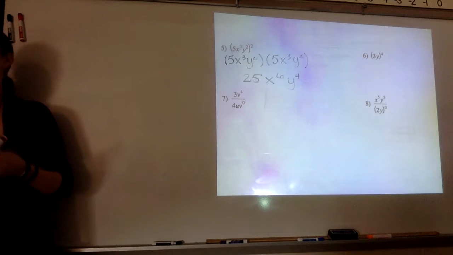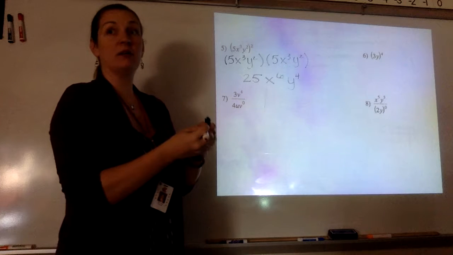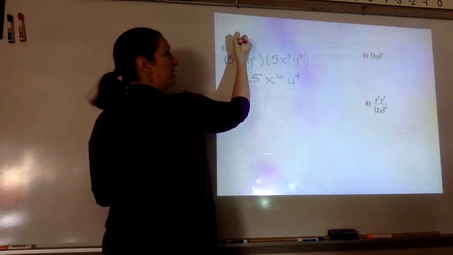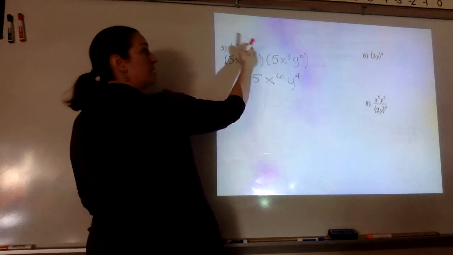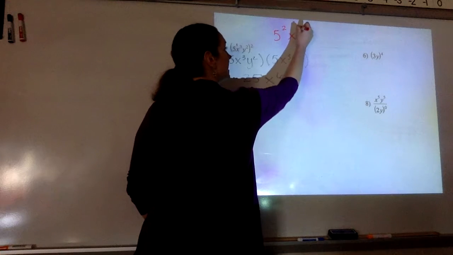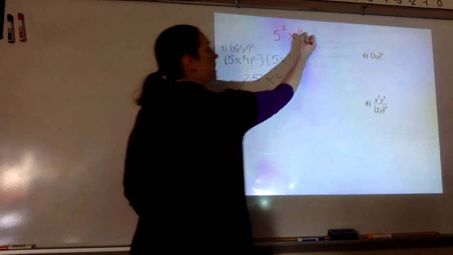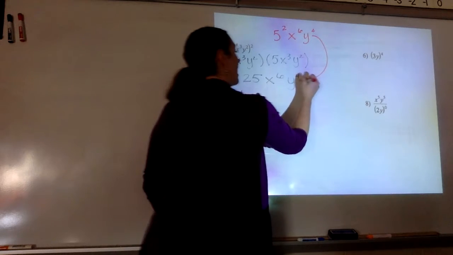Now, the other method, not to confuse you, if you don't use this method, don't pay attention right now. But you have to be careful because 5 is to the first power. So 1 times 2 is 5 squared. X to the 6th, multiplying 2 times 3. Y to the 4th, which is the same thing as what I have right here.